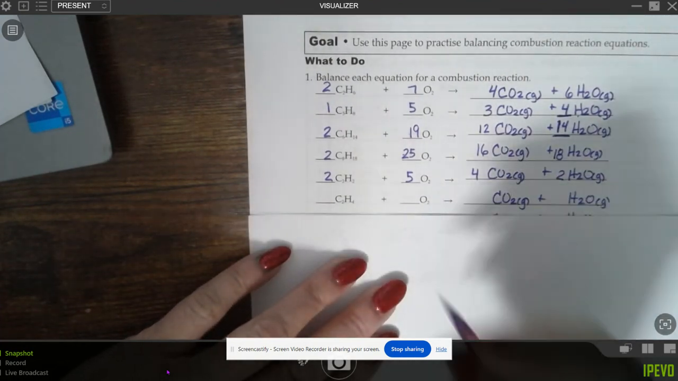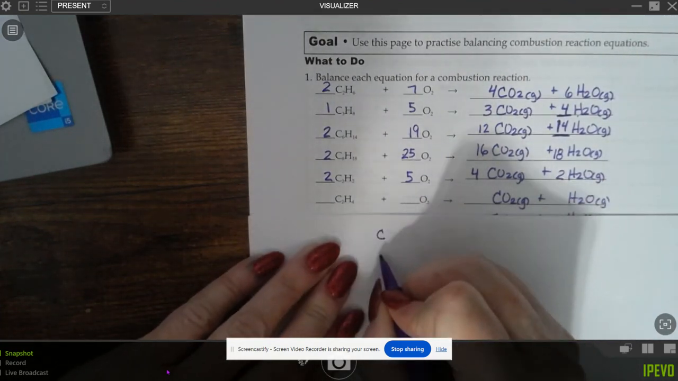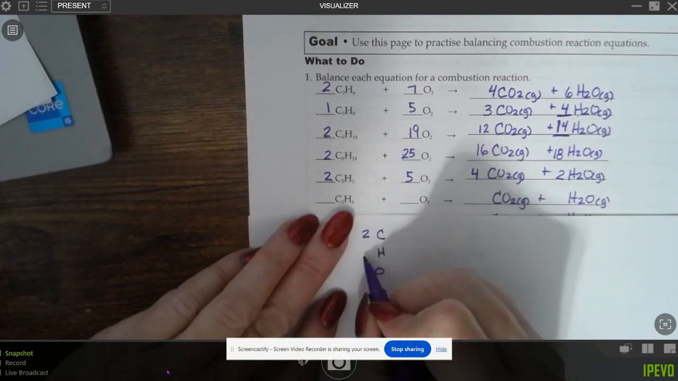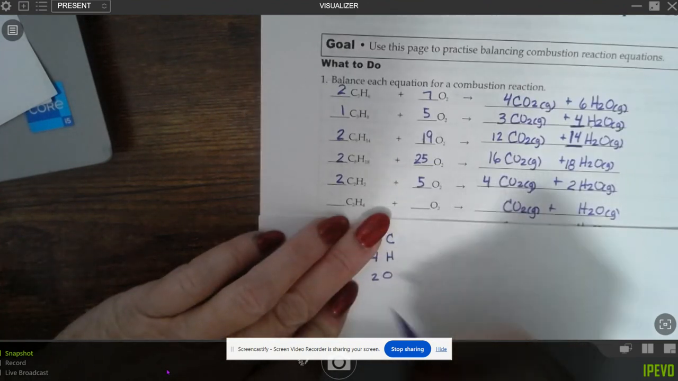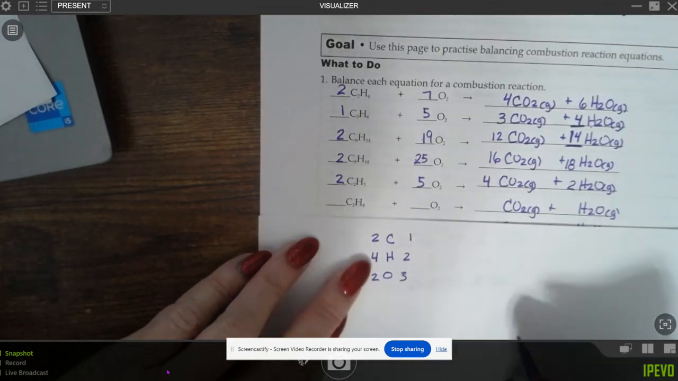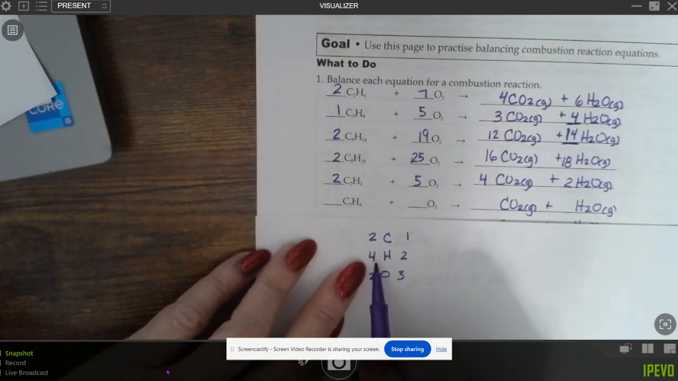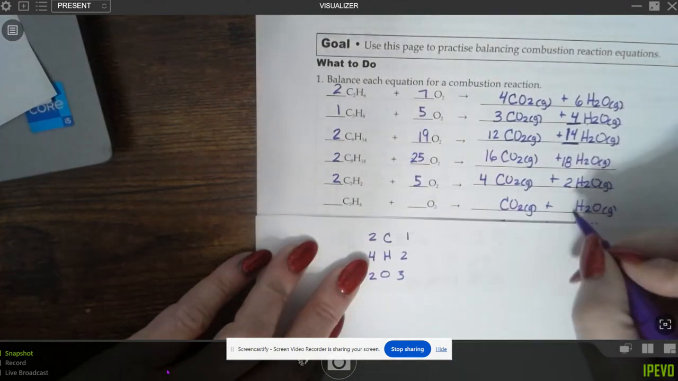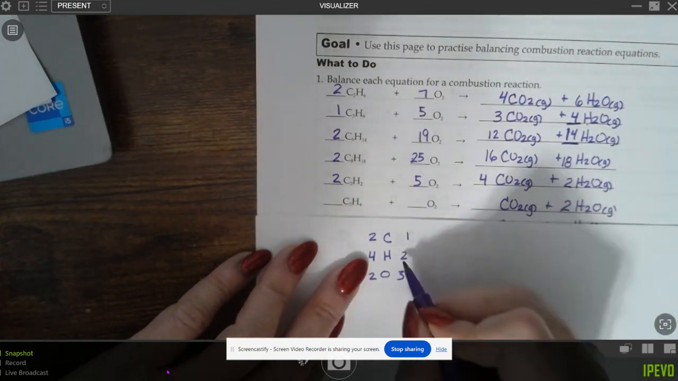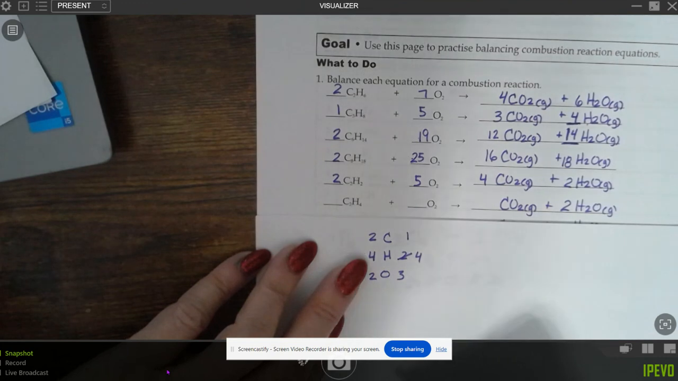All right, C2H4 plus O2. So I have 2 carbon, 4 hydrogen, 2 oxygen. Here I have 1, 2, 3. Thank goodness. Look, I have 4 hydrogen. So if I put a 2 here, it's an even number. I don't have to double. So now I have 4 hydrogen on that side.